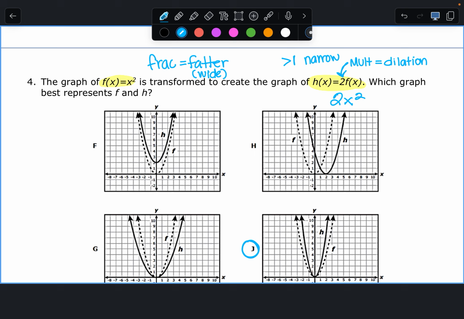Now, somebody asked last period, how do we know we're going from dash to solid? Well, F to H. F is the dash line. F is the dash line every time. So, F to H. Yes? All right.